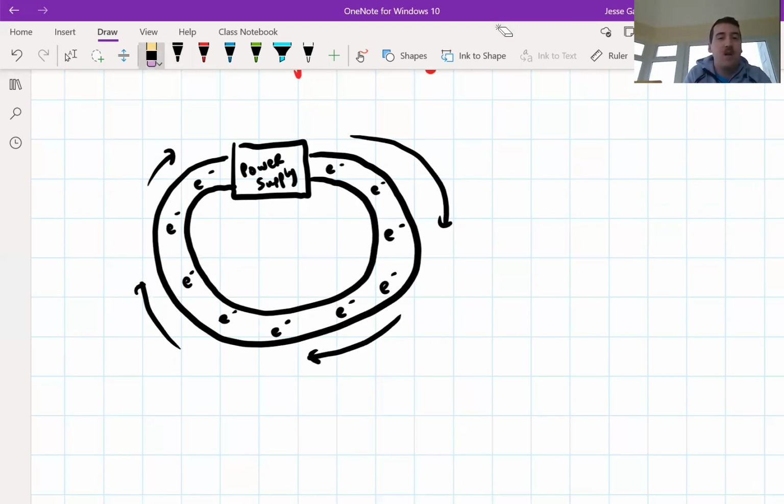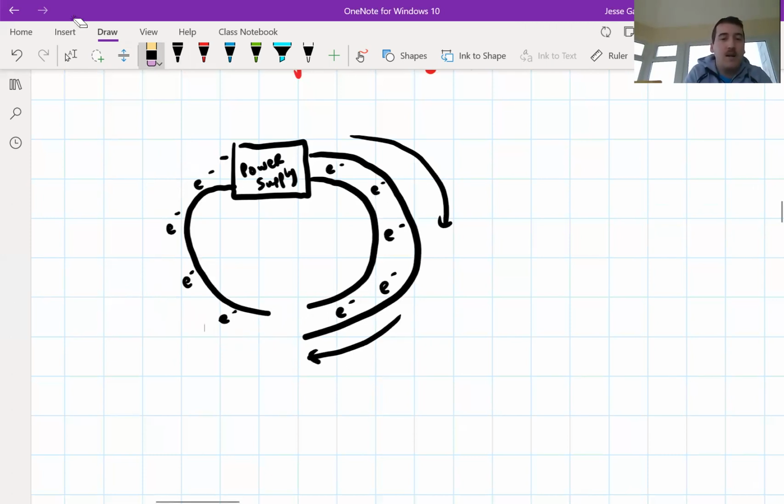So say, for example, we were to break the circuit somewhere. Say we were to make a break in the circuit just here where I am opening up this circuit. Now what would happen is that the electricity would stop flowing. Okay, so it wouldn't go around anymore. So I'm rubbing out the arrows.